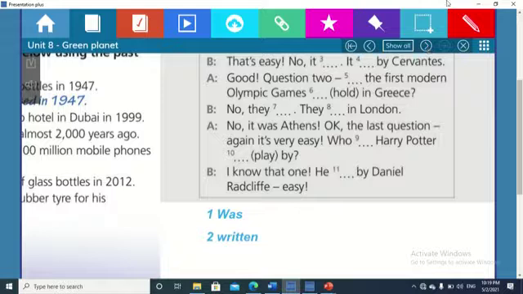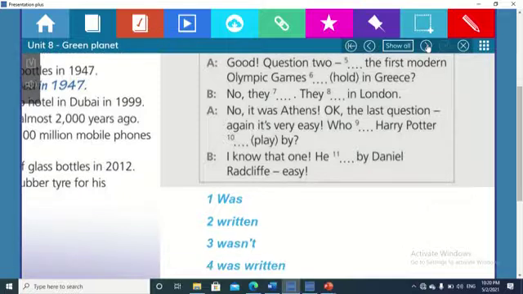So, was Don Quixote written by Shakespeare? So, we didn't start with Shakespeare. That's why we didn't say, did Shakespeare write Don Quixote? No. Was Don Quixote written by Shakespeare? Because I'm asking about the novel, not about Shakespeare. Okay, that's easy. No, it wasn't. Because we started the question with was. No, it wasn't. It was written by Cervantes.